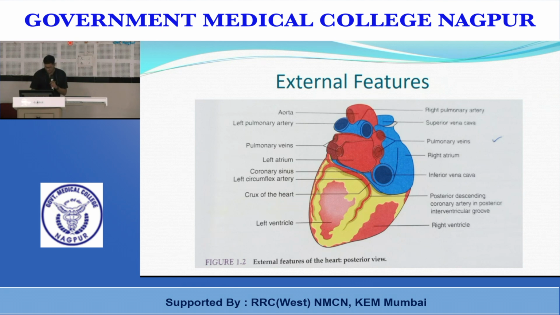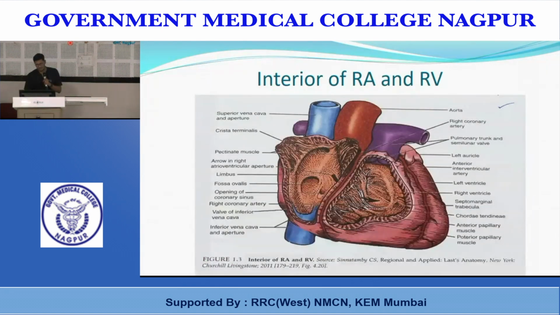Then we have dissected the heart out. Here you can see the interior of the right atrium and the right ventricle. You all know there is a smooth part and a rough part. The smooth part is known as the sinus venarum. The rough part is made up of pectinate muscles. They are like the teeth of a comb.